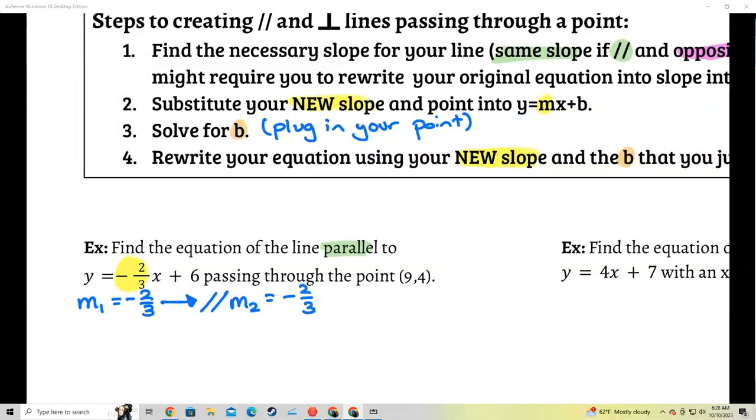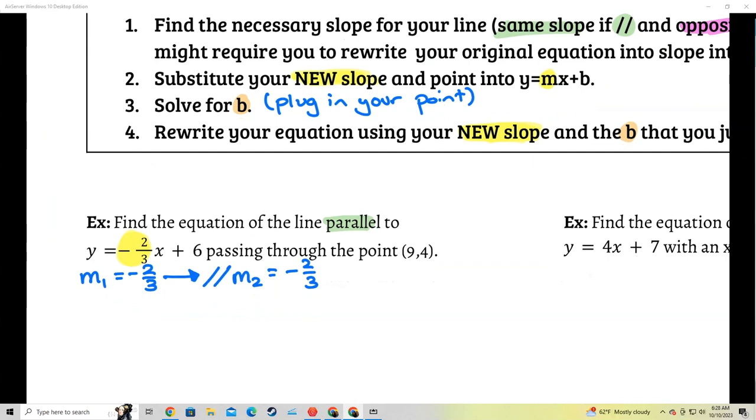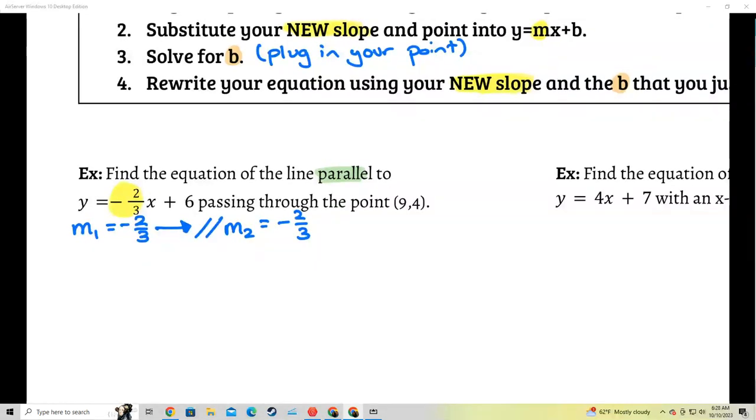Step number 2 says substitute my new slope. Okay, well, my new slope is negative 2/3 into my y equals mx plus b. So I'm going to write y equals, what's my new slope? My new slope is negative 2/3 x plus b. In fact, let me go ahead and write it like this. Y equals mx plus b. And all I did was I substituted that new slope right here.